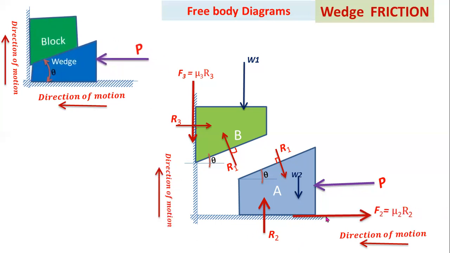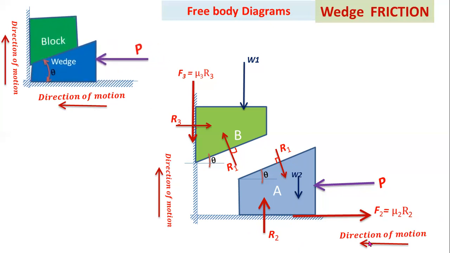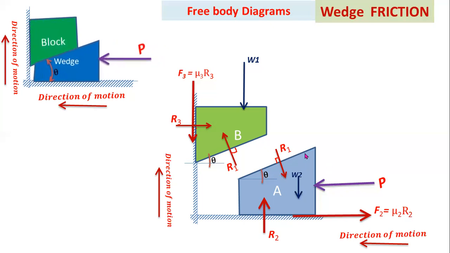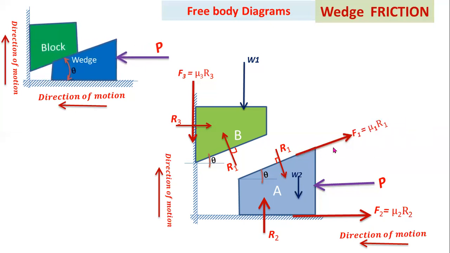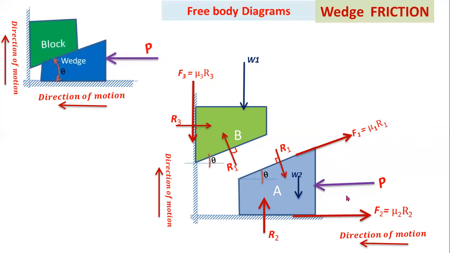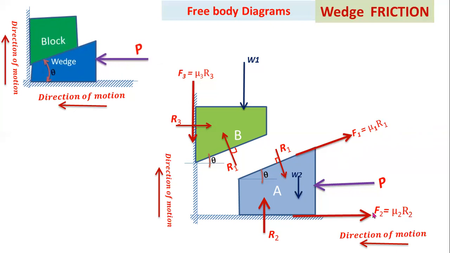So this is the direction of a friction force between the wedge and floor. Here the direction of motion of the block and friction force are always opposite in direction. Now, in a similar way, you have to consider friction force here. These two are the friction forces, opposite to the direction of motion. F1 equal to mu1 R1 is the friction force. F2 equal to mu2 R2 is another friction force.